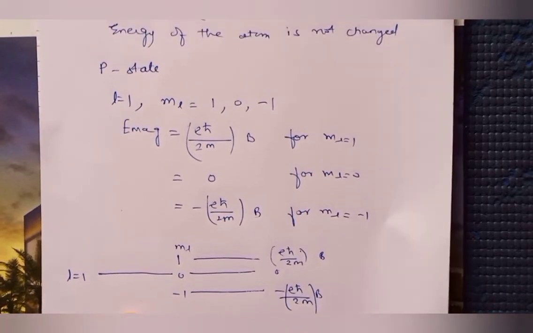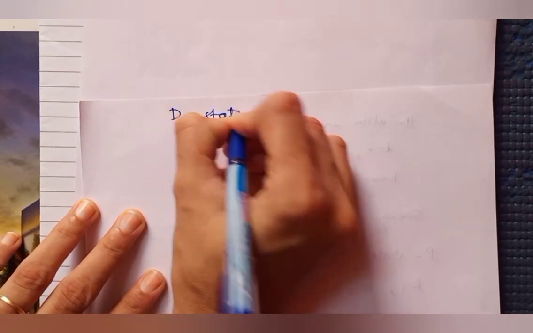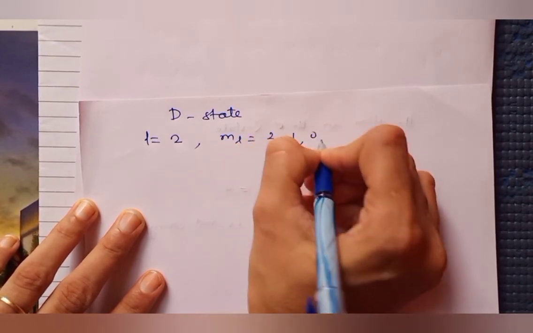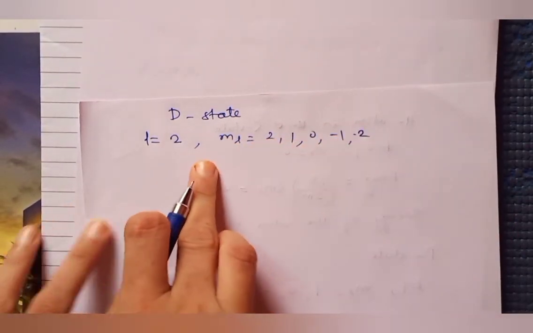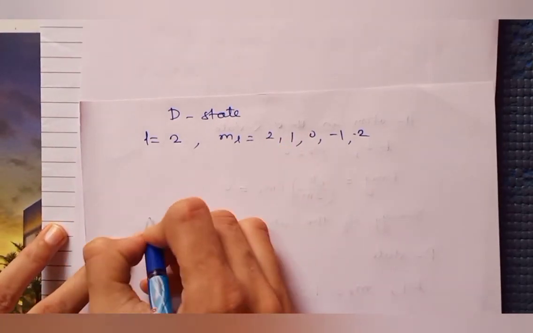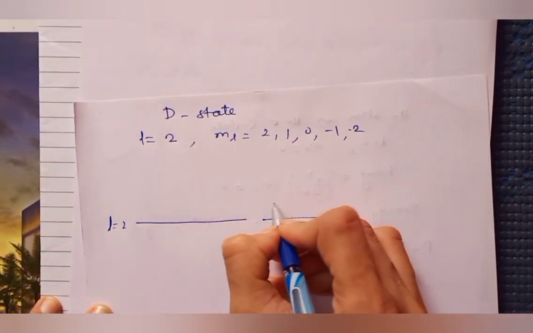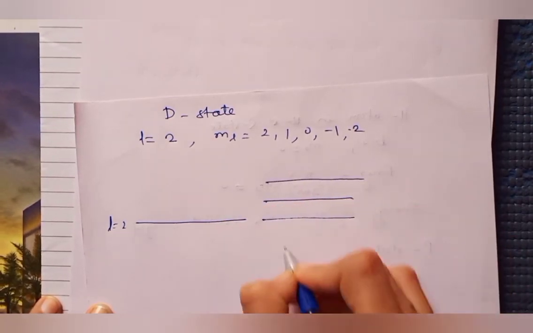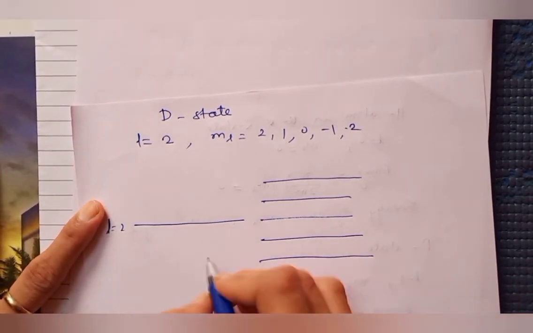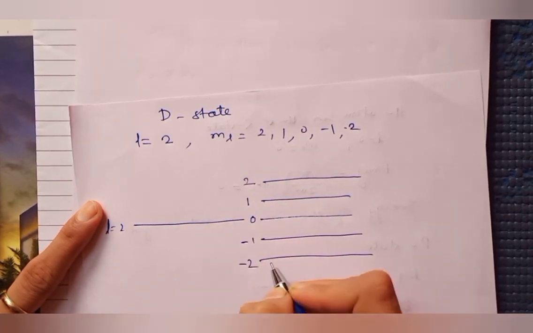Now let us take one more example. Suppose the electron is in D state. So if it is in D state, we know that L is equal to 2. L is equal to 2, ml can take values 2, 1, 0, -1, -2, right? Because ml can take values from -L to +L. And for this, obviously, we will have 5 values of ml. So L equal to 2 splits into 5 energy levels, or 5 magnetic energy levels, or Zeeman levels. So ml equal to 0, ml equal to 1, ml equal to 2, ml equal to -1, ml equal to -2.